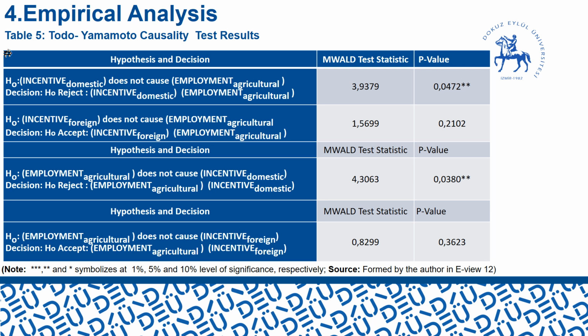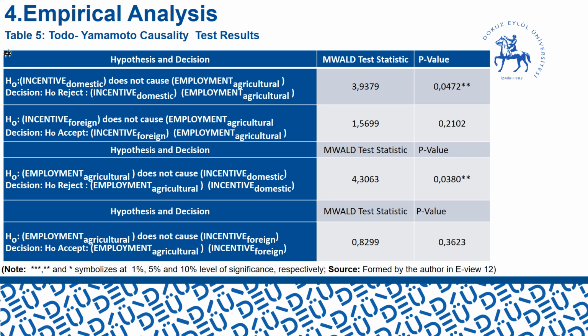As you can see in table 5, the null hypothesis, which states that domestic agricultural investment incentives do not cause agricultural employment, has been rejected since the p-value is less than the significance level. Similarly, the null hypothesis, which states that agricultural employment doesn't cause domestic agricultural investment incentives, has been rejected.